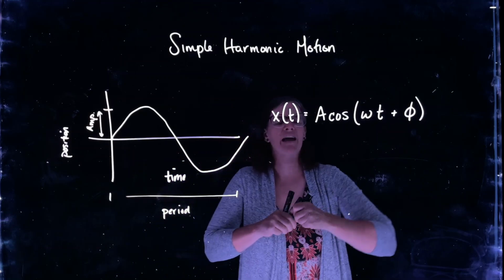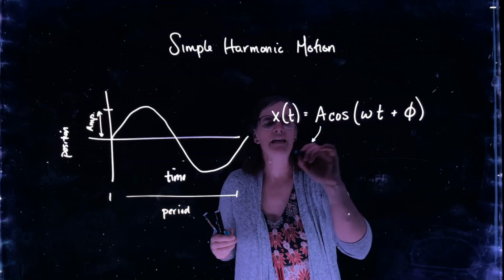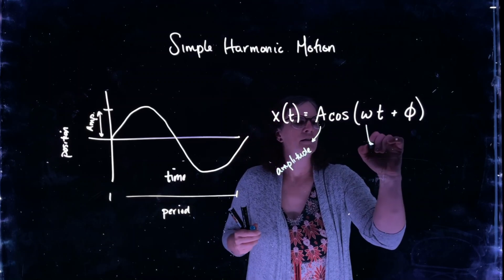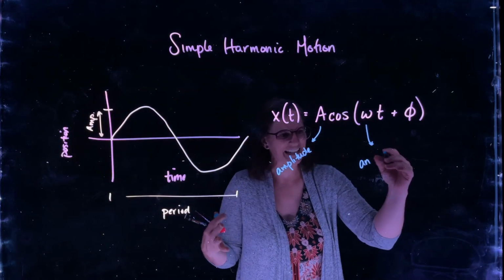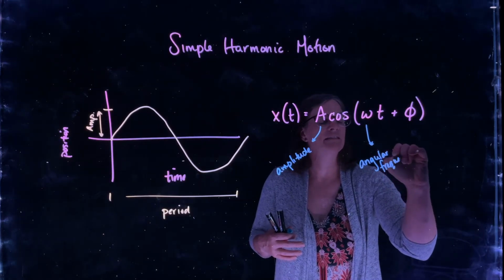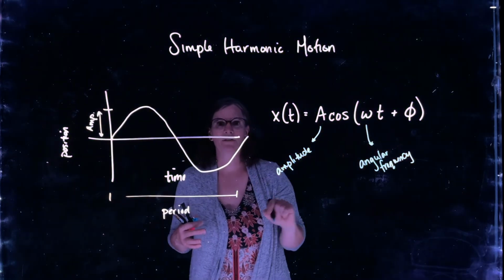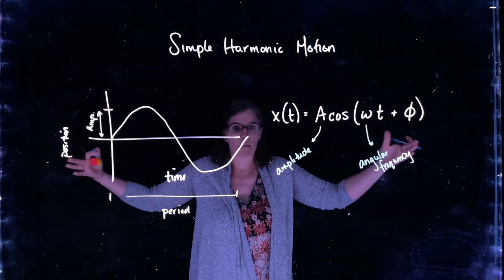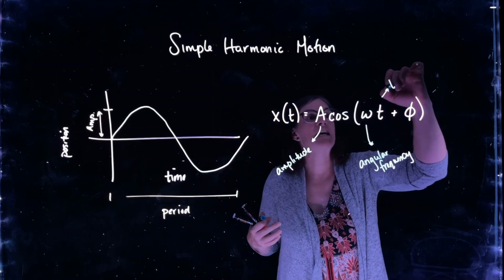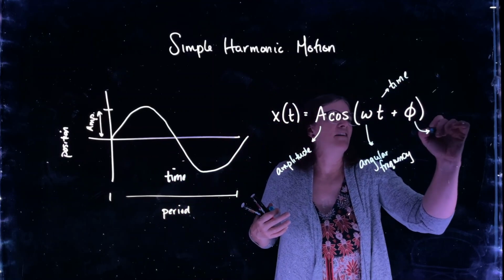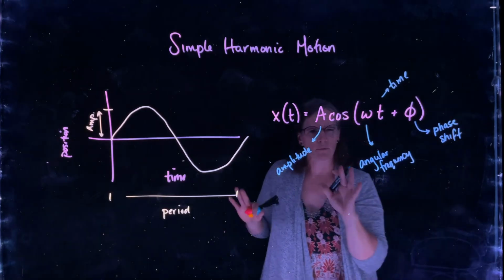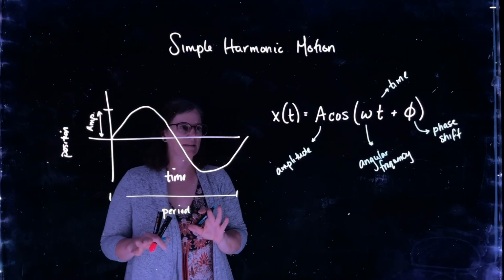So let's again define some of these things. The A represents our amplitude. Omega represents our angular frequency, how often we're making those cycles, which defines how many cycles happen in a certain amount of time. t, of course, is the time we're interested in. And that phi is our phase shift, which again, we're not going to see very often for our purposes.